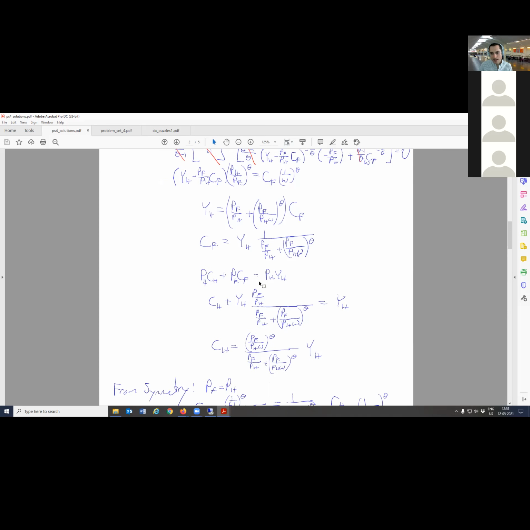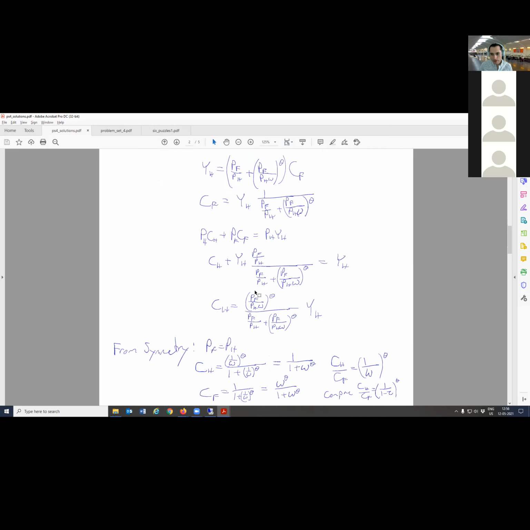Now, from the definition, here's the budget constraint again. If I know CF, then I can also get CH. So I can plug my optimized level of CF into this budget constraint. With a little more algebra, I'm going to end up with this thing here.